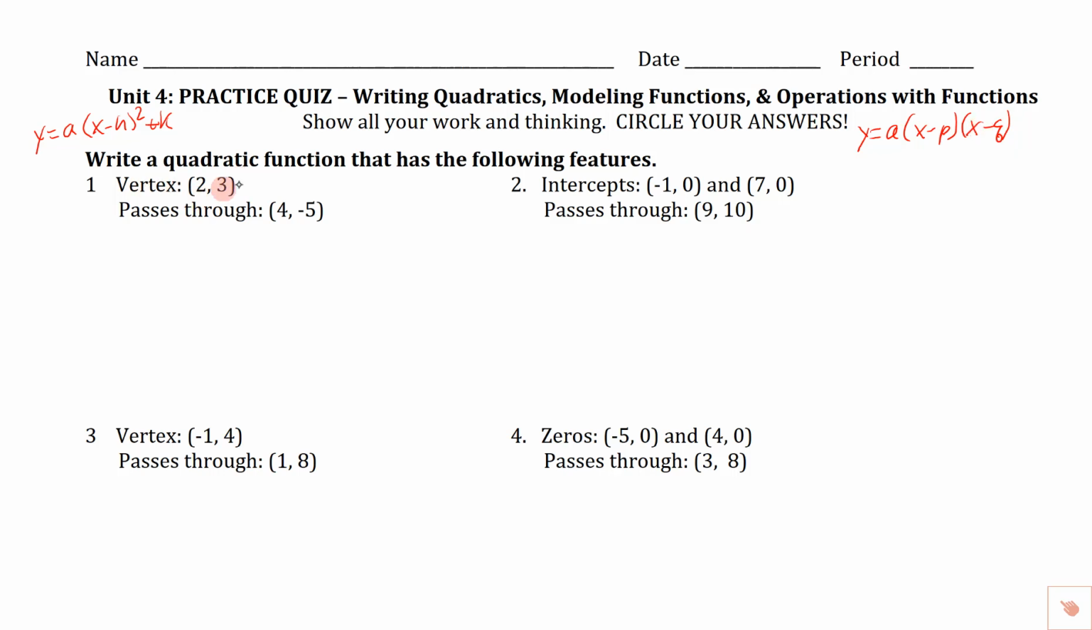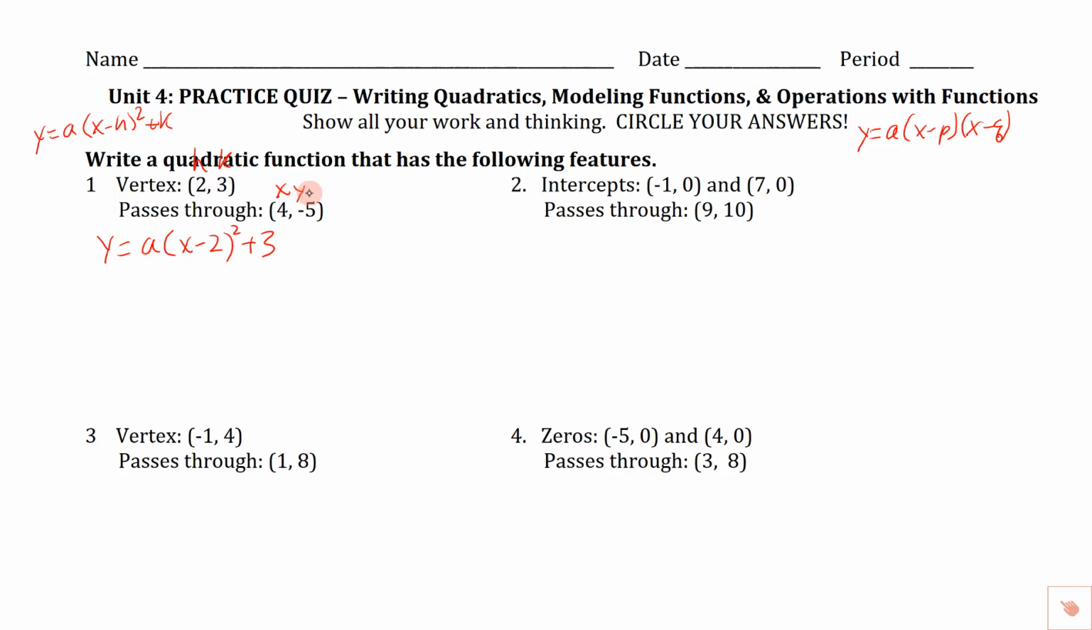So if we have the vertex right here, this is going to be the h, and that's going to be the k. So immediately we can write y equals, or f of x equals a, and then this is going to be x minus the x coordinate, so x minus 2, quantity squared plus k, that's going to be a 3. We're almost done, we just need to know what a is.